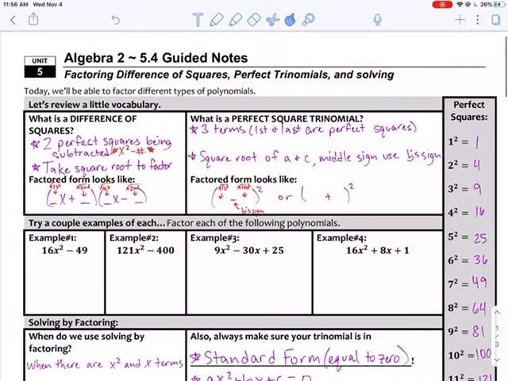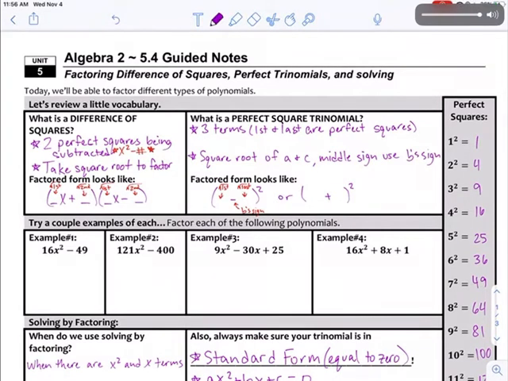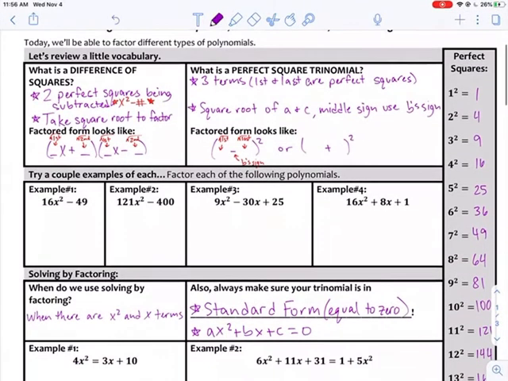All right, guys, hello. So we're looking at 5.4 guided notes. We're going to talk about a couple different special ways of factoring, our standard old factoring, and then just going to learn how to solve today.